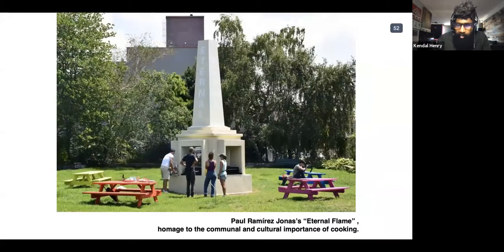Paul Ramirez Jonas's Eternal Flame is re-looking at what it means to have an eternal flame and paying homage to the communal and cultural importance of cooking. So again, this is a central grill that allows different folks to use it at the same time and cook different food. The camaraderie that happens around cooking and food and sharing cultural differences and similarities is very important to this work.